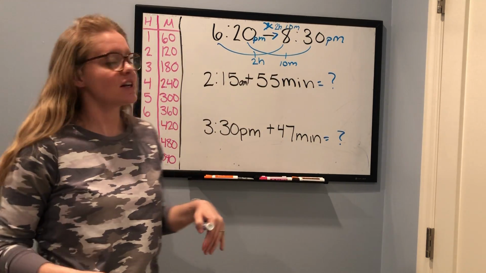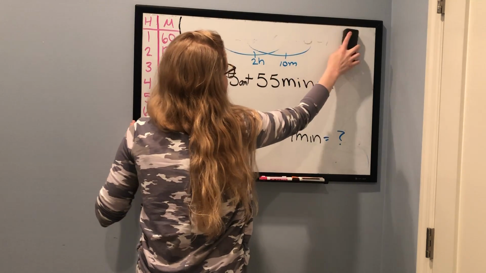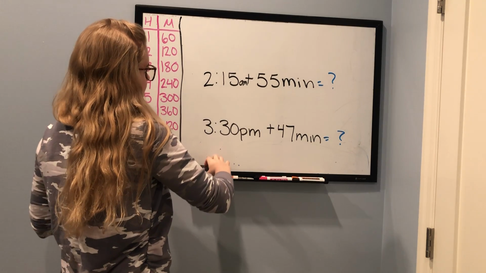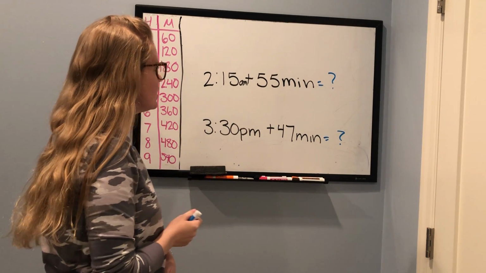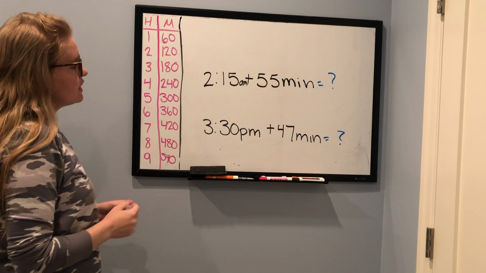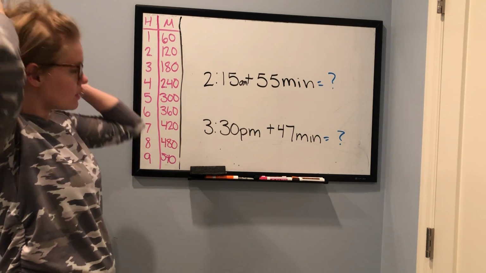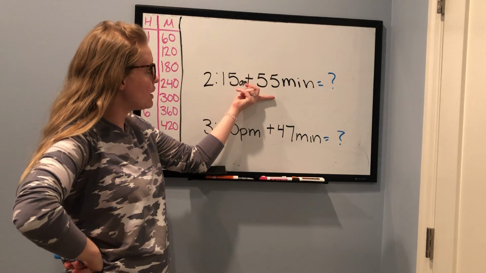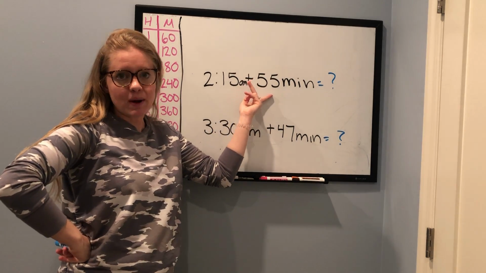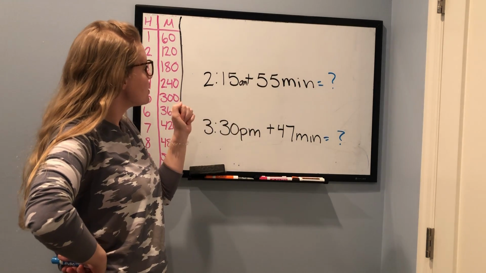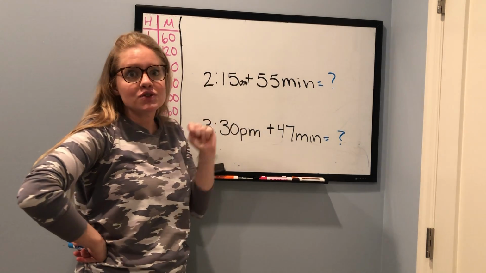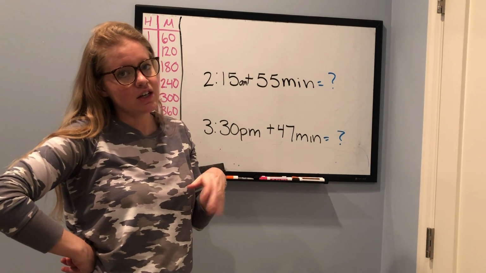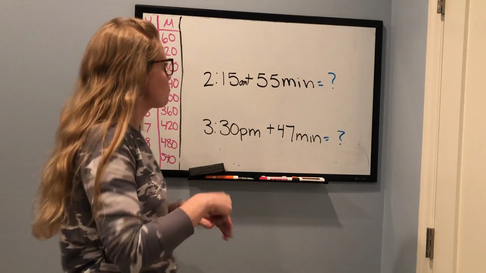Okay, so let's try this next one. Okay, so 2:15 a.m. plus 55 minutes. Now, this would be simple to add if we had a minute amount like 30 minutes, right? Because we could just say 15 plus 30 is 45. We're at 2:45 a.m. But it's not. It's 55 minutes, okay? So there's a few ways that you could do this.